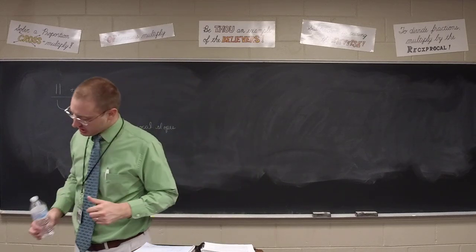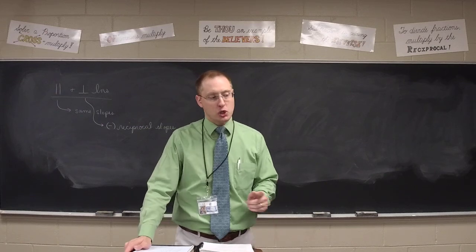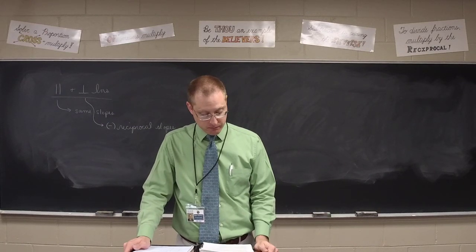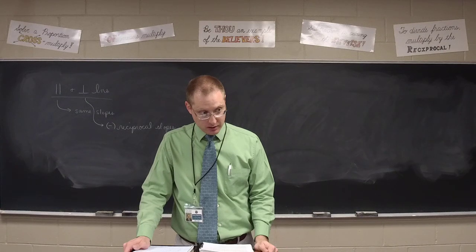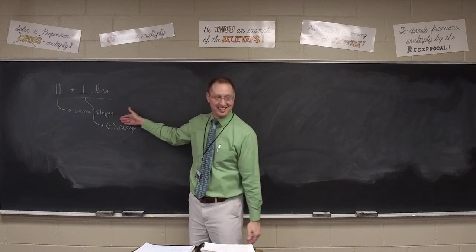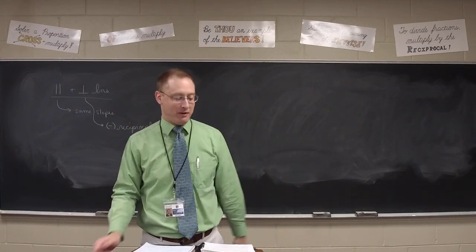Negative 11 halves. Good. The line in letter A has a slope of negative 11 halves. So what would be the slope of a line that's parallel? Six 11ths? No, parallel. Negative 11 halves, because parallel means same slope. So if the line in letter A has a slope of negative 11 halves, a parallel line would have a slope of negative 11 halves.